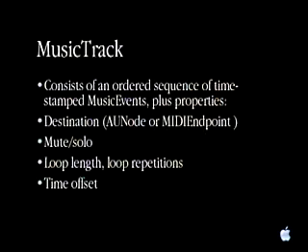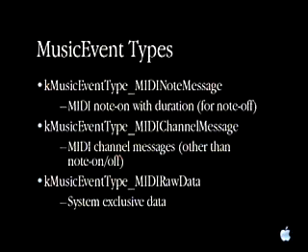There are also attributes to the track, mute and solo, as I said before. You can set up the loop length, number of repetitions of the loop, and also offset the start of the track relative to the other tracks. There are several different types of events. The most basic one is the MIDI note message. It's MIDI note number with velocity, MIDI channel, and a duration. The note off is not a music event as such. It's implied in this MIDI note message using the duration. There's a MIDI channel message for all the other channel messages.